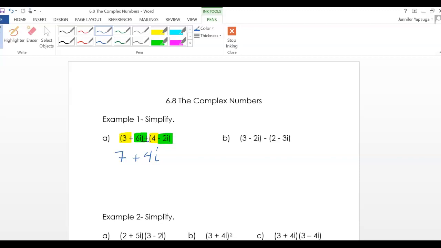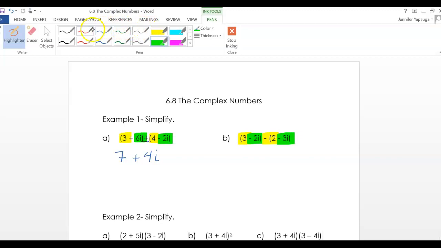All right, so let's take a look at example 1b. If you want, you can pause this and try this one on your own, and then unpause and follow along and see how you did. We're going to do the same thing. I'm going to use my yellow highlighter again to highlight my like terms. I've got a 3, and I have to remember that I've got a minus 2 outside here. Then I'm going to take my green, and I've got a minus 2i, and then I've got a minus 3i.